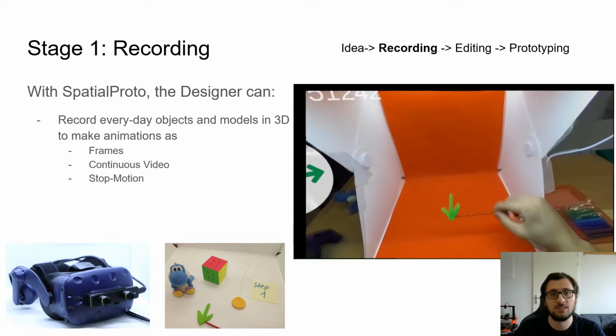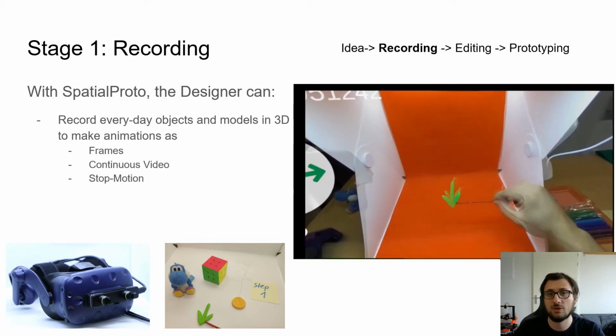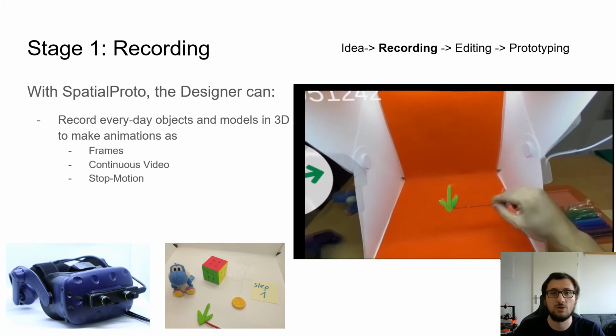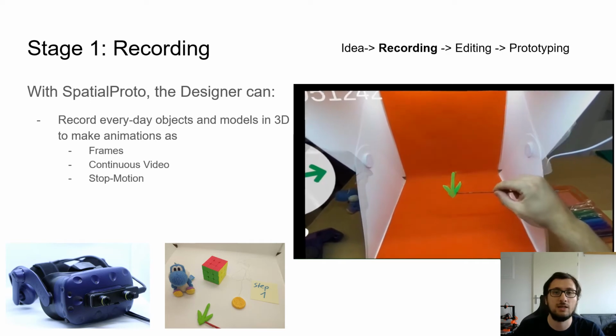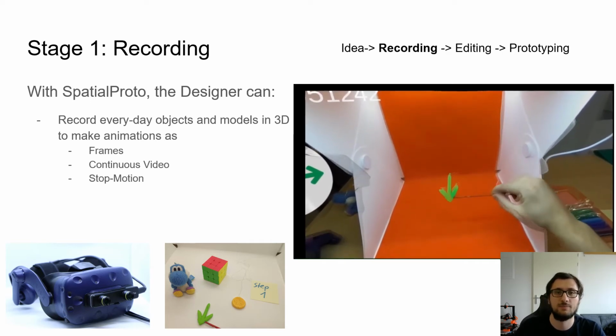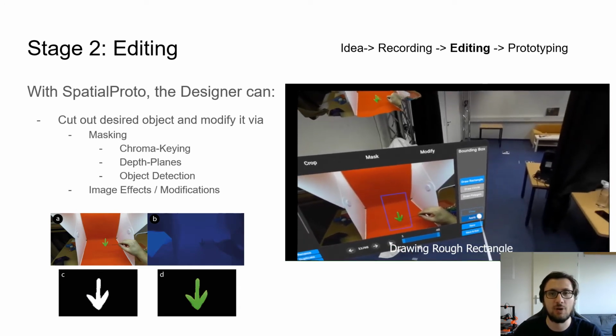In the first phase of the recording, the designer can record the full view in 3D. We allow users to record in single frames, continuous video, or in a stop-motion approach. And in this example, we have created an arrow out of clay which we record in front of a red screen. Now that we have recorded our animation, we can begin the process of editing.